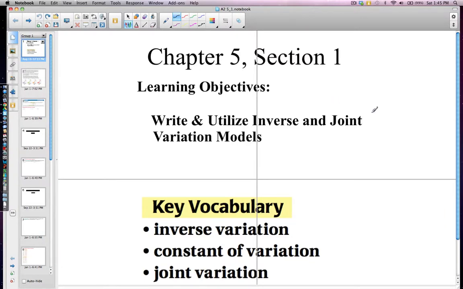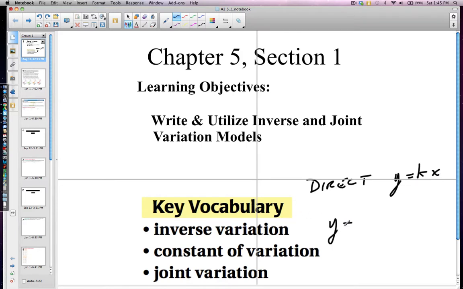In Chapter 5, we're going to be working with rational functions, and we're going to start off with inverse and joint variation. Now, you've already done direct variation. Direct variation follows a linear model. So if you think of the differences, direct variation looks like this. They all involve a constant of variation, but direct variation is y is equal to a constant times x.